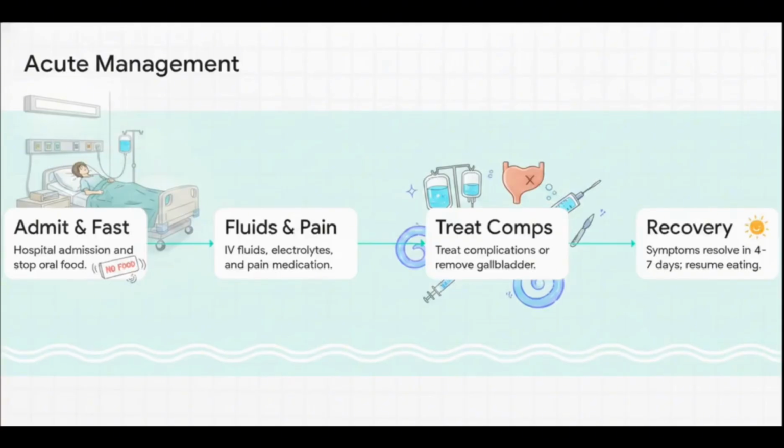Patients are also kept off oral food to avoid further irritating the pancreas, and any complications that arise are treated as needed. If gallstones are the cause, the gallbladder may be removed once the pancreatitis has subsided. Symptoms usually resolve within 4 to 7 days, after which it's typically safe to resume eating.